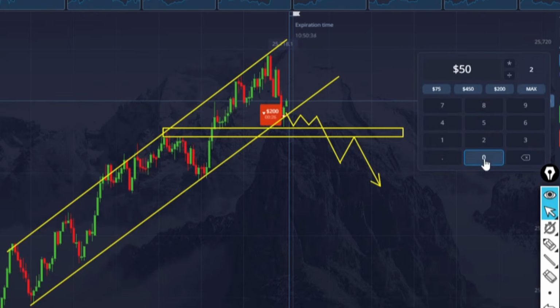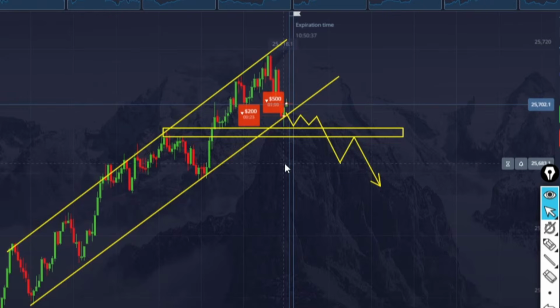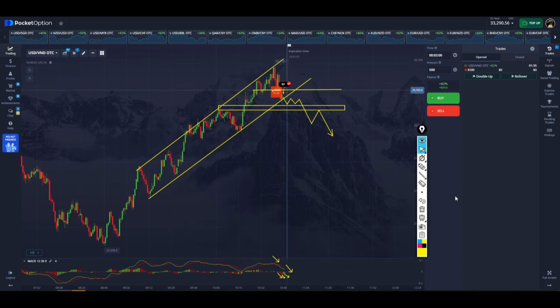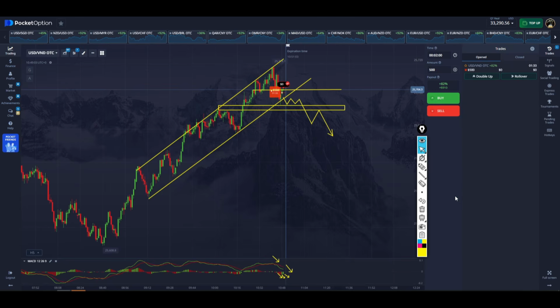I'm already preparing a hedge just in case because I see that a small upward impulse is still continuing. Let's see if it will come in handy. The first trade closes against me, but the hedge is already open.